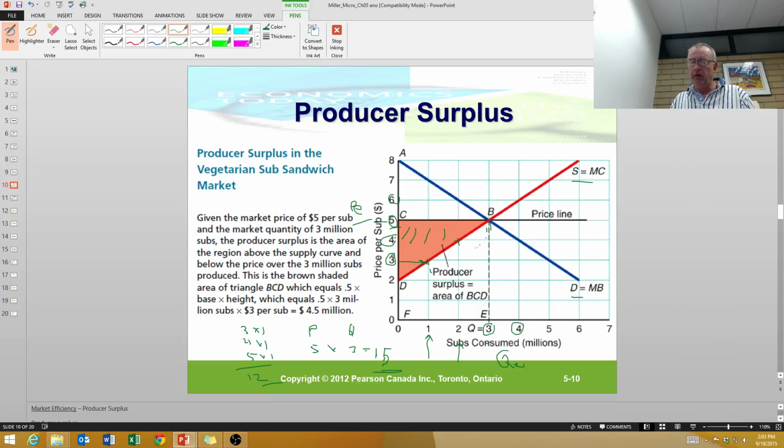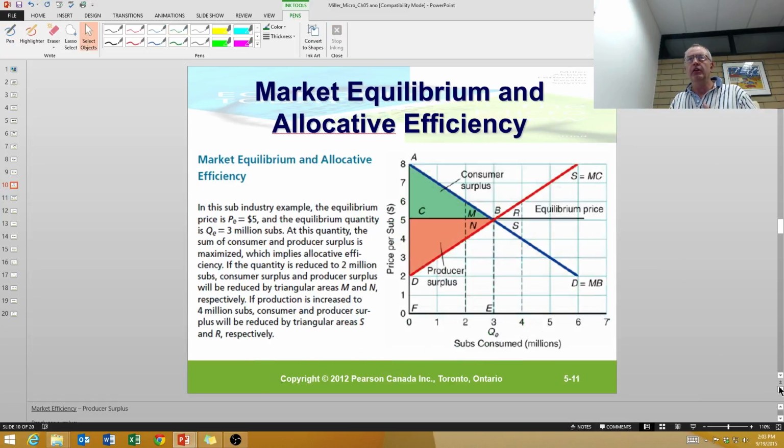Okay, so now we come to this concept of relating allocative efficiency with market equilibrium. So remember market equilibrium: our equilibrium price and our equilibrium quantity are set by the forces of supply and demand. So there's a single price that prevails, and there's a single quantity that prevails at that intersection.